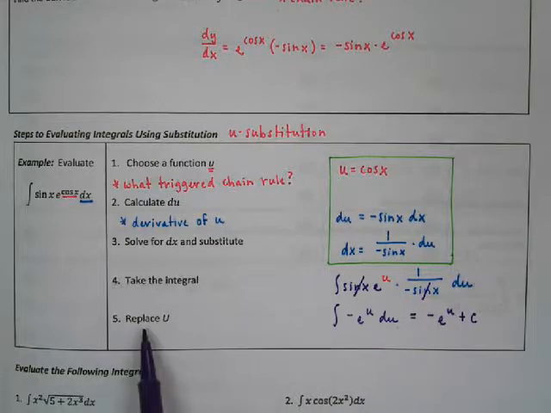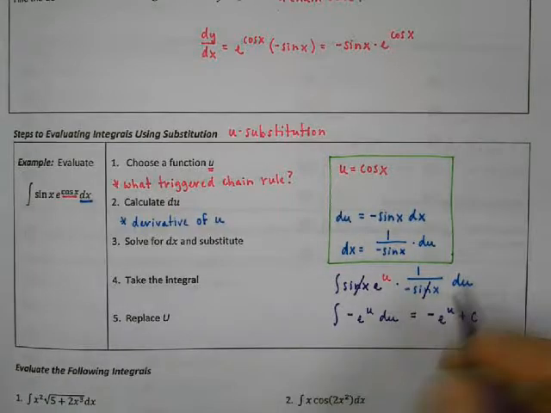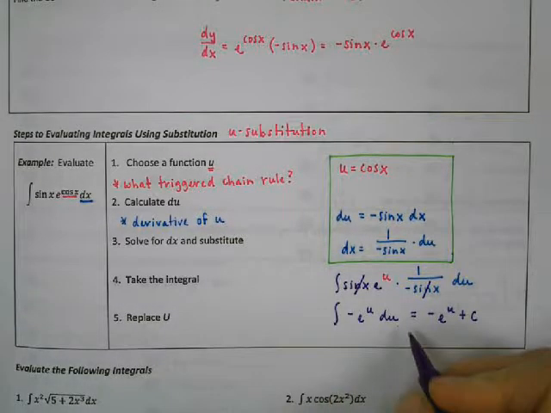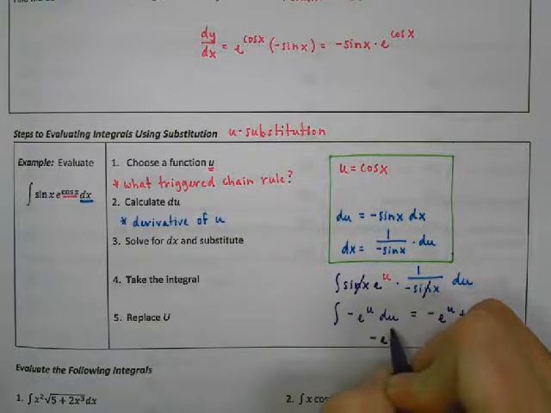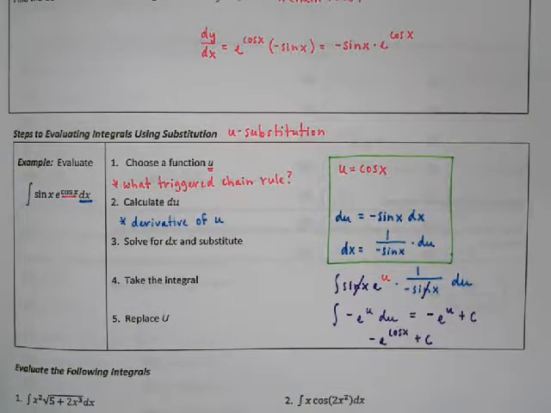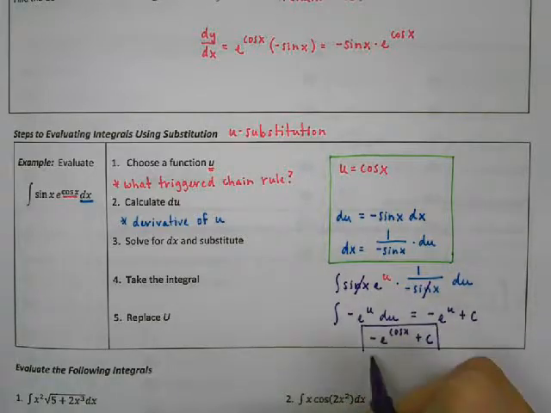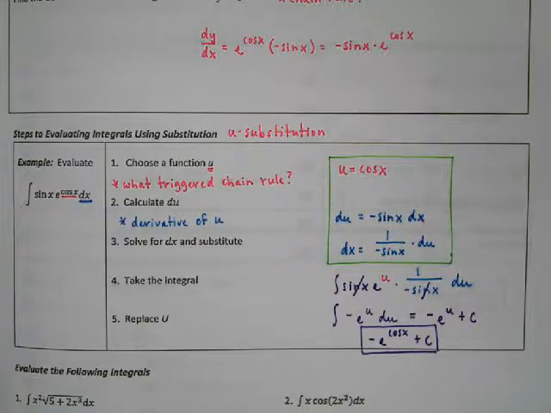We took the integral. Now the last thing we're going to do, instead of leaving this u here, we're going to replace that with the function we had up here. So now I know that integral is equal to negative e to the cosine of x plus c. And that is the value of our antiderivative.